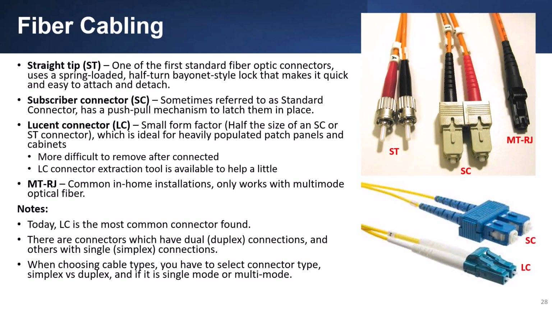You will find different fiber optic connectors, including the following. Straight tip, or ST, is one of the first standard fiber optic connectors, using a spring-loaded, half-turn bayonet-style lock that makes it quick and easy to attach and detach. The subscriber connector, or SC, sometimes referred to as the standard connector, has a push-pull mechanism to latch it in place. Lucent connector, or LC, is a small form factor, which is half the size of an SC or ST connector, which is ideal for heavily populated patch panels and cabinets. It's more difficult to remove after connected. An LC connector extraction tool is available to help a little.